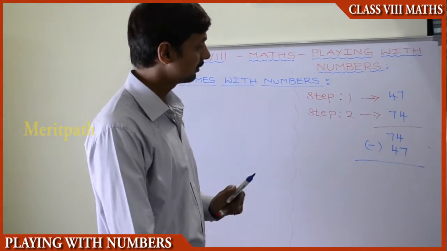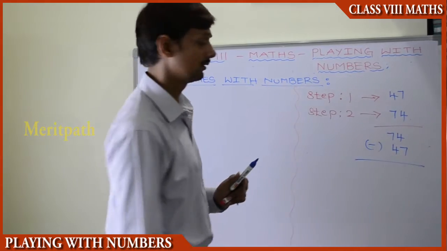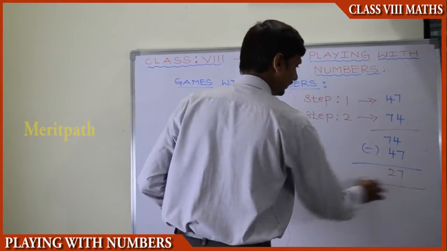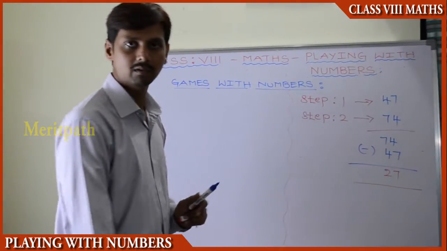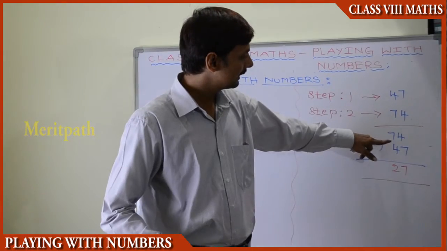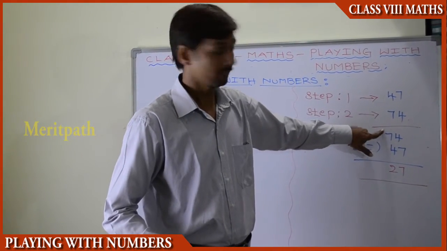These two numbers, how much do you get? 27. So you get 27, right? So we got a result of 27 after subtraction of these two numbers, where we subtracted a smaller number from the greater number.